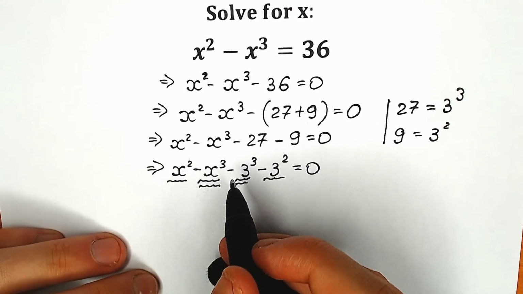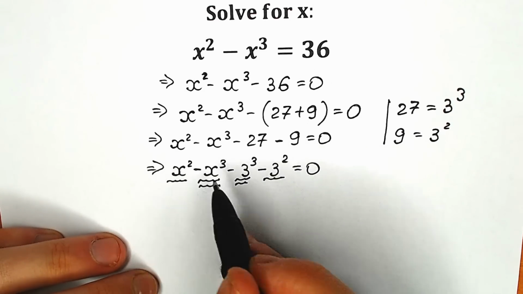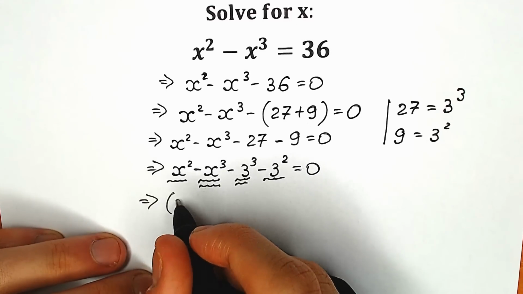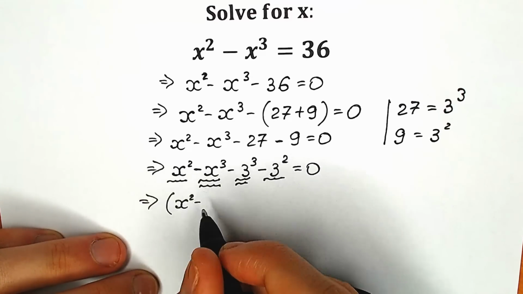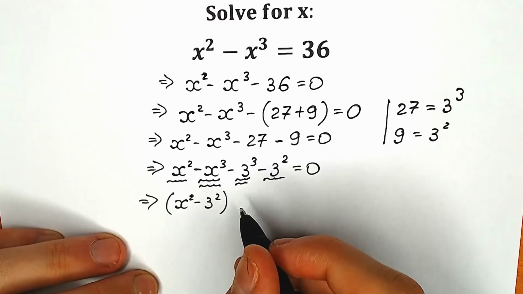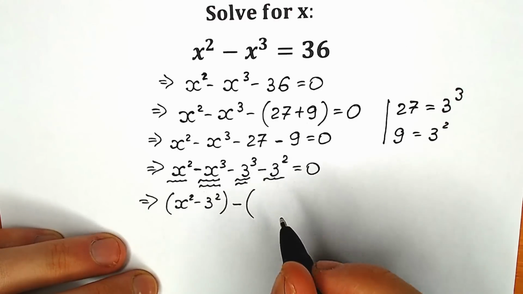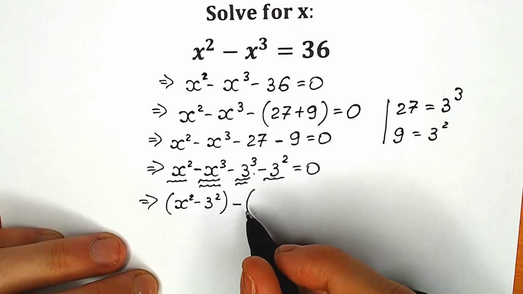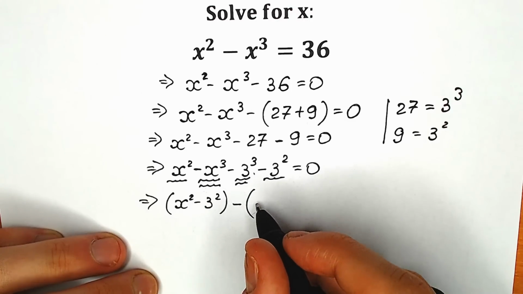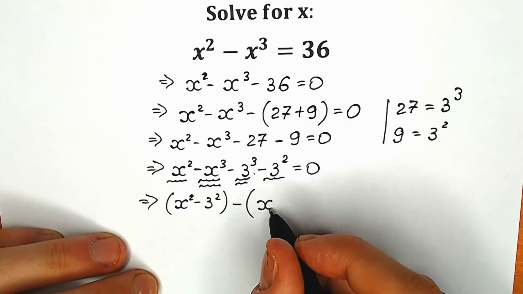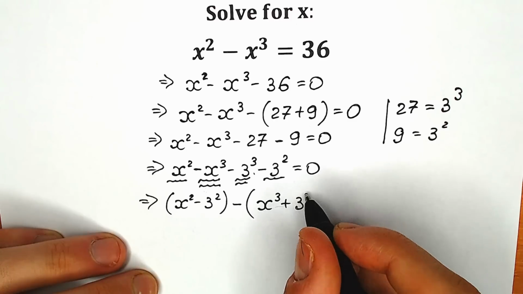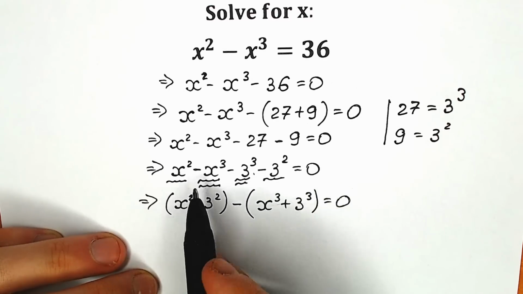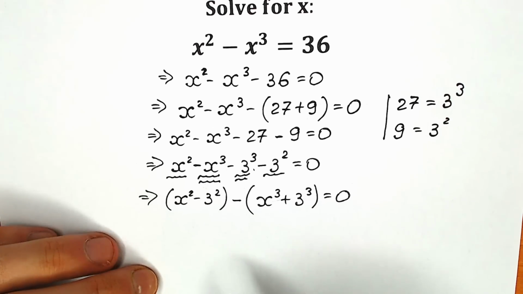First of all, let's group our squares. So x squared minus 3 squared in the first parentheses, and we have minus, in another parenthesis, x cubed minus 3 cubed, but we are talking about parentheses and a negative sign before, so we are talking about x cubed plus 3 cubed. So right now, as you can see, we grouped it. When we open parentheses, we have absolutely the same expression as in the beginning.